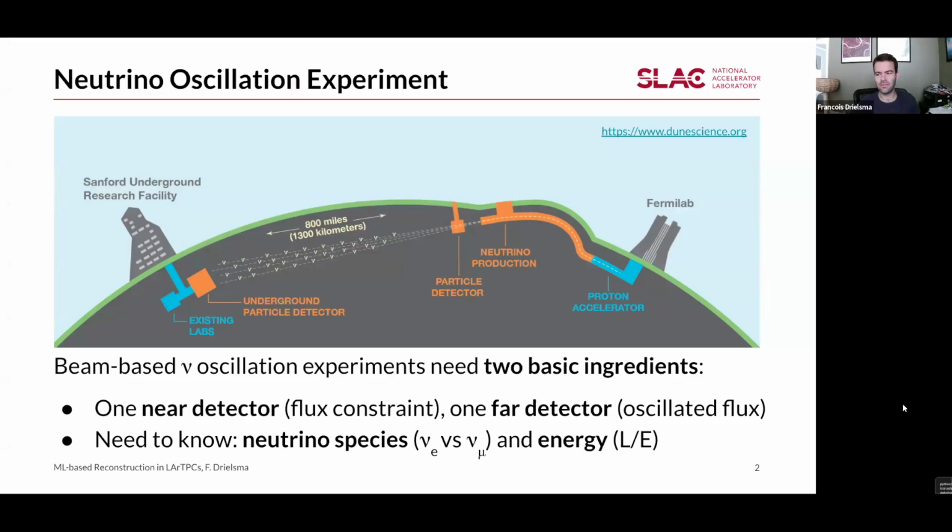If we look at oscillation neutrino experiments, what you typically have is a couple of ingredients. The first thing is you have a near and a far detector because you want to constrain the flux that is produced at your neutrino production point. And you also have a far detector where you measure the oscillated flux of neutrinos. To measure an oscillation effect, basically a change in the composition of the beam in terms of muon and electron neutrino, for instance, you need to be able to distinguish between the two different types of neutrinos that interacted in the detector. And you also want to be able to measure their energy accurately.